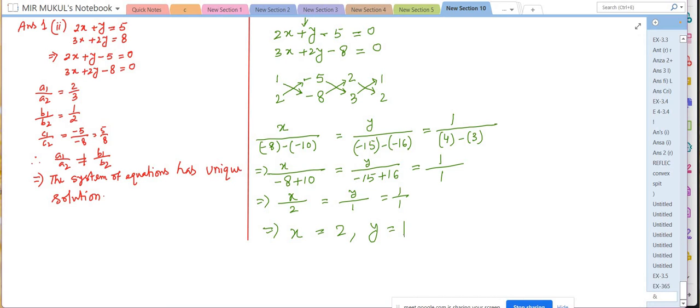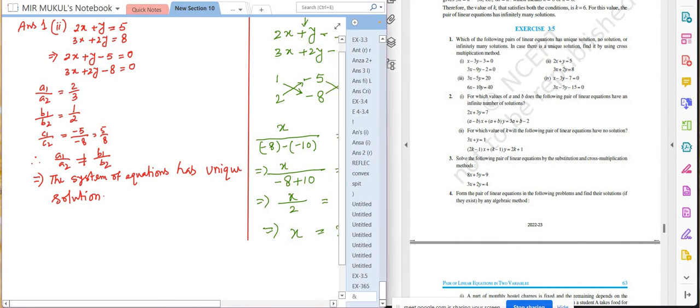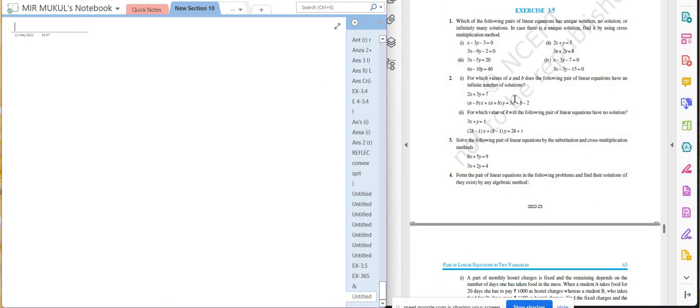So this was question number 1 second. So 2 questions I did. One was no solution. If no solution, then no need to solve. And if it is unique solution, then using cross multiplication we will solve. Both questions are very important from the examination point of view.